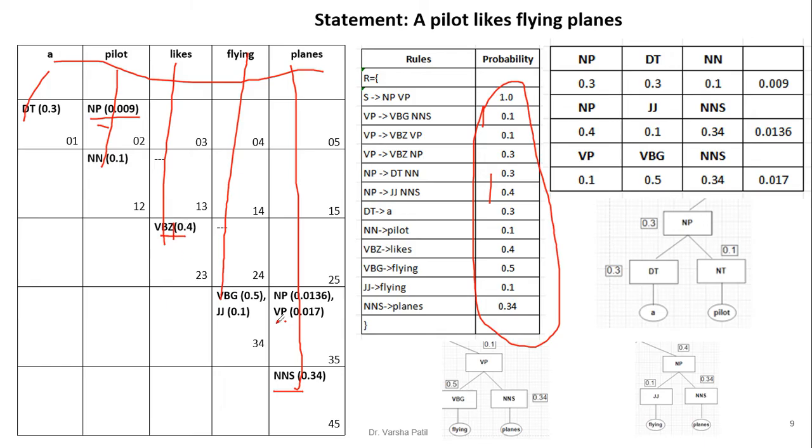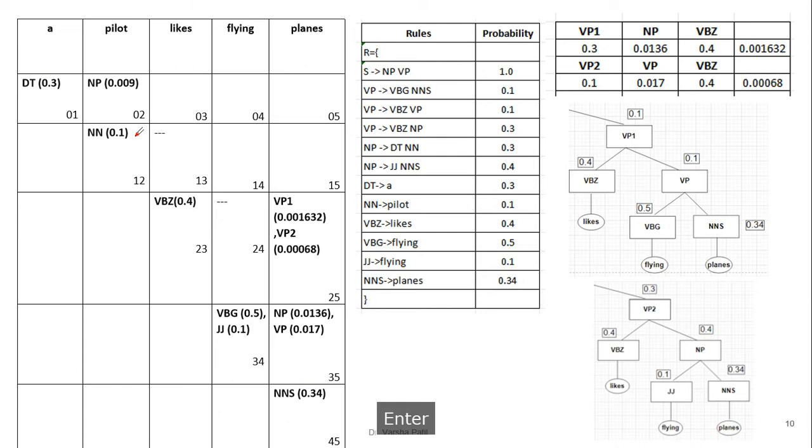Sorry, these values are calculated. Now we will go to the next. After that we will find out this value and this value. So here we are getting the two start symbols, one with this combination and one with the other combination, but by checking the probabilities we can take the decision which statement is more probable.